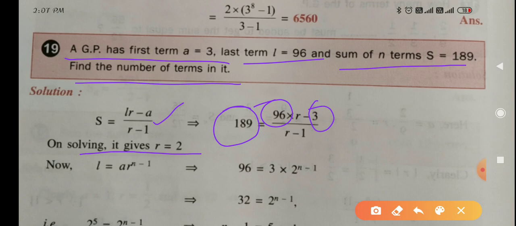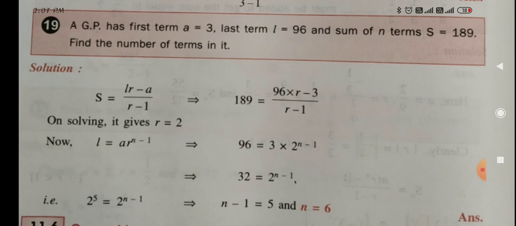When R is 2, then last term equals A R to the power n minus 1. This is the formula. So in place of the last term put 96, in place of A put 3, and R is 2, which you have found. Divide 96 by 3. So 32 equals 2 to the power n minus 1. So you finally get 2 to the power 5 equals 2 to the power n minus 1. Make the comparison of powers: n minus 1 equals 5, n equals 6. So there are 6 terms in the given GP.